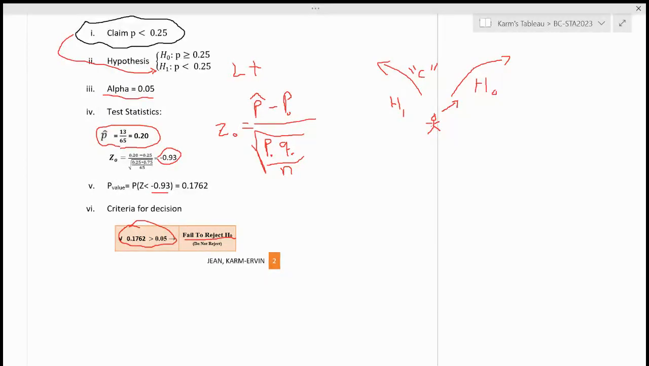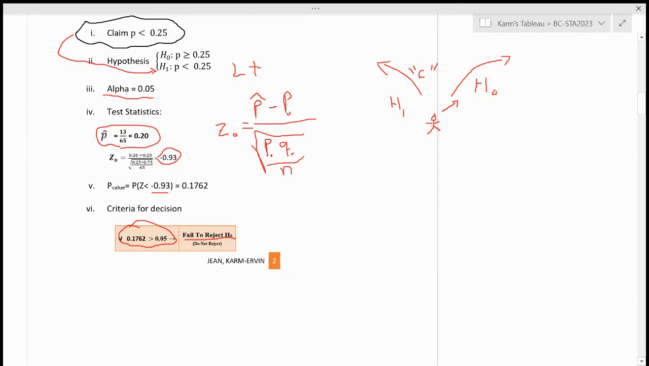I mean, are you looking at what I'm saying, Kimberly? H0 says greater or equal to 0.25. Let me just go over my notes instead. This is H1 and the claim is over there, on H1.